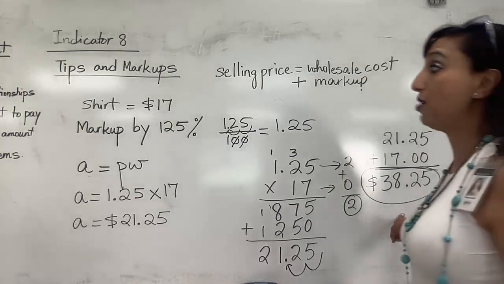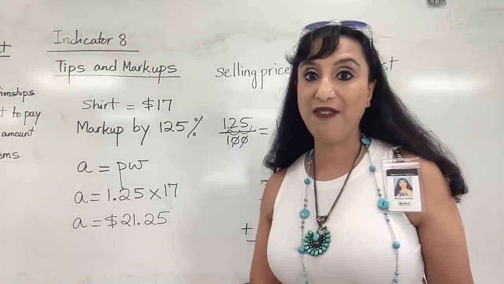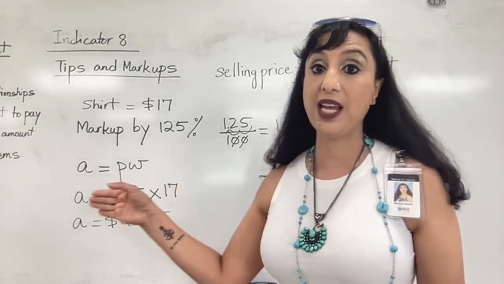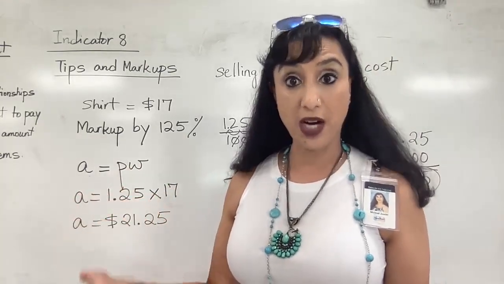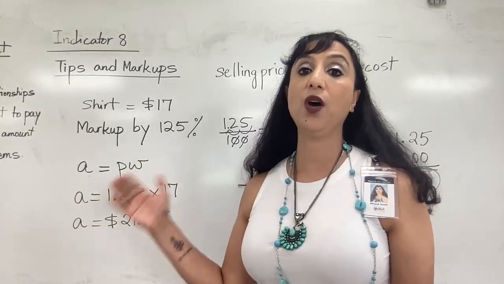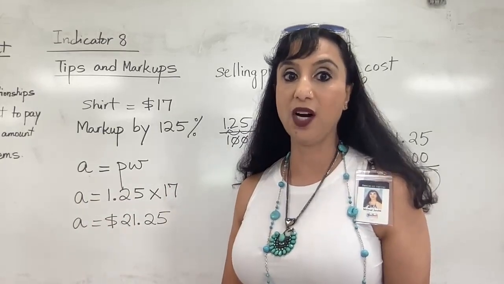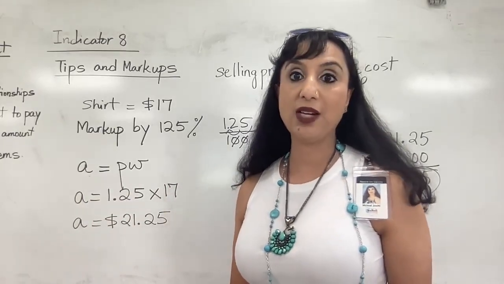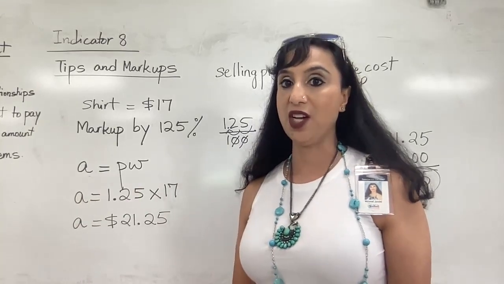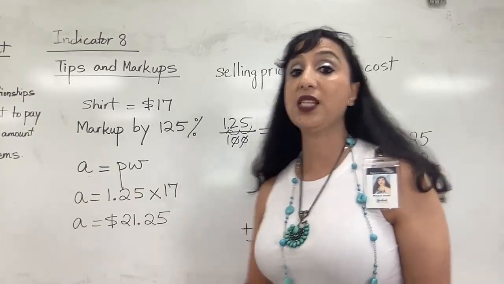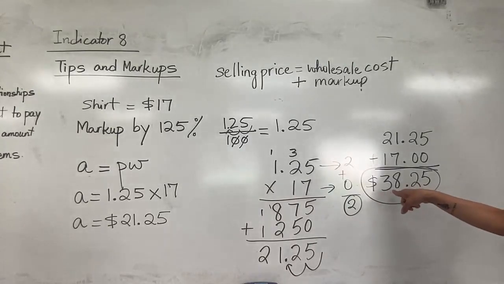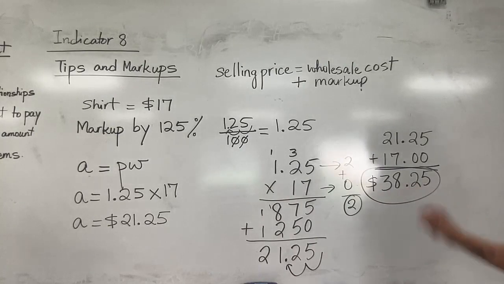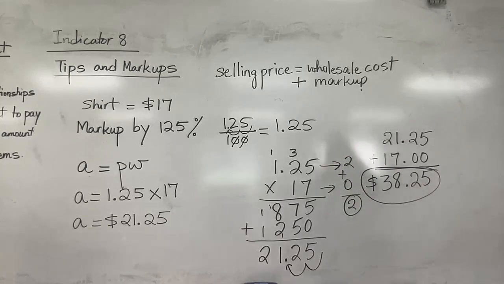So look at the amount of profit that the manufacturer has made. It was $17, and he increased the price 125%, which was the markup, more than what the wholesale cost was that he paid for. And so that amount is then added on to that original cost of 17. So those shirts are now, instead of 17, being sold at the store for $38.25. So that's basically what a markup is.